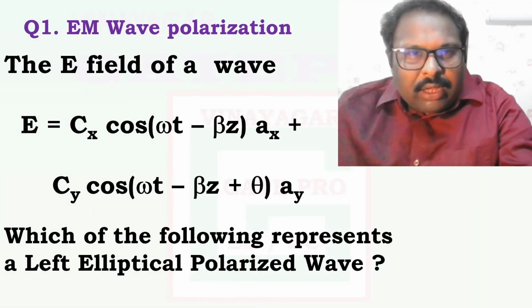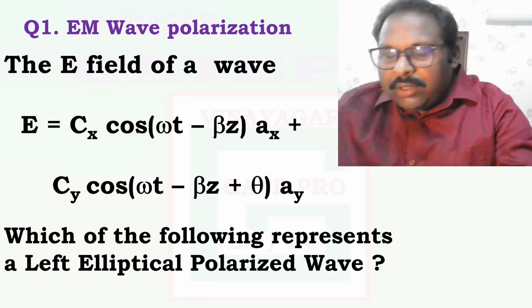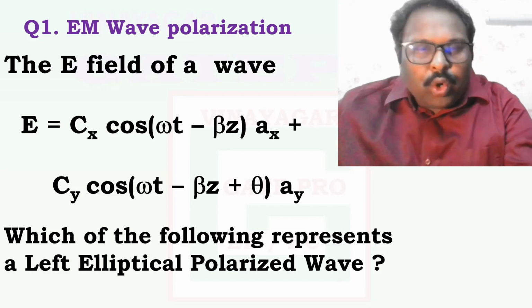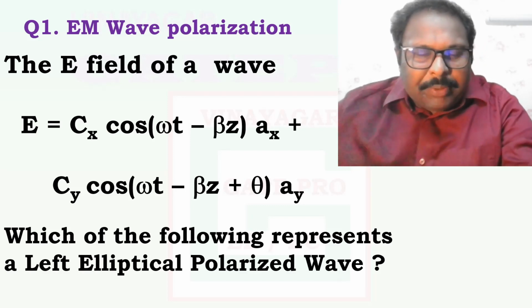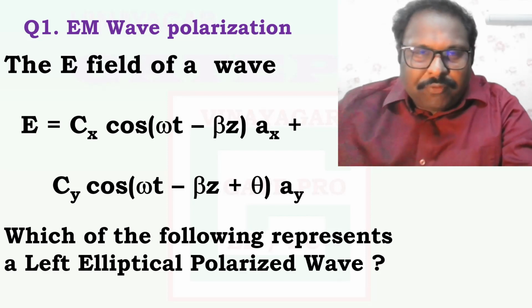You have an EM wave polarization question. Totally there are 5 questions. No question from waveguides, no question from antennas, no question from static fields. That means they gave all the questions from EM waves and transmission lines. So 5 questions, 2 from EM waves, 3 from transmission lines.